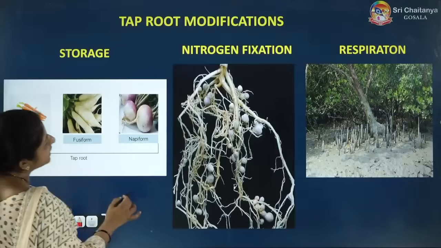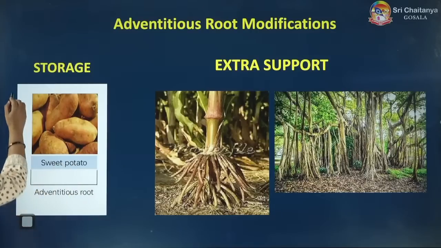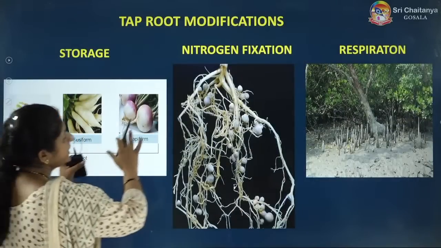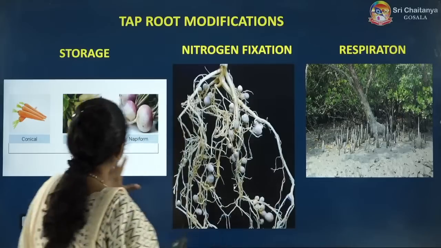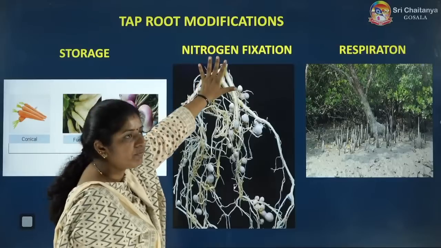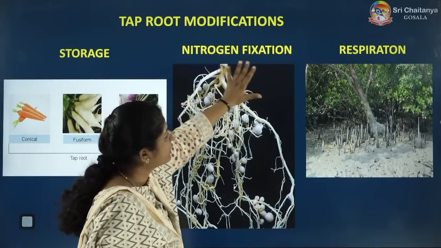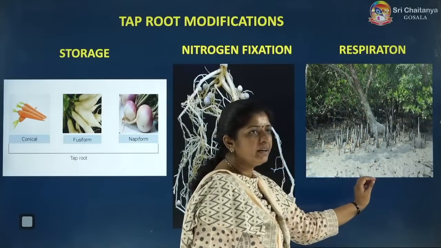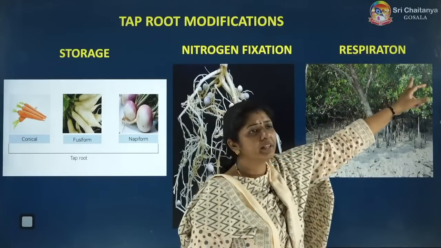I hope this point is clear to you. Where we discussed the taproot earlier, I repeat, this is what thing? Taproot modification: storage, nitrogen fixation, respiration. At least you should know that these are modifications of root, not of stem. Nitrogen fixation, like in pea plant, is for taproot modification. Respiration: see, they already have taproot, right? But its function is now suddenly different. It starts moving upside, showing the respiration.